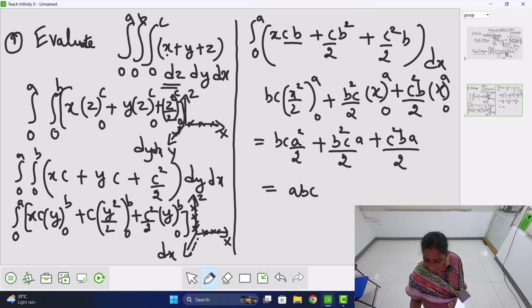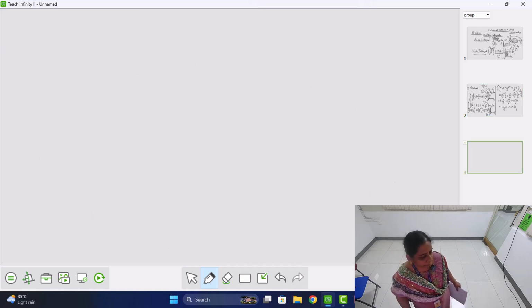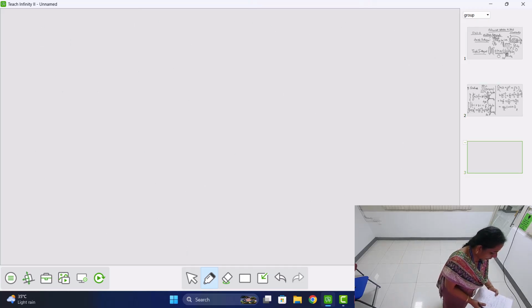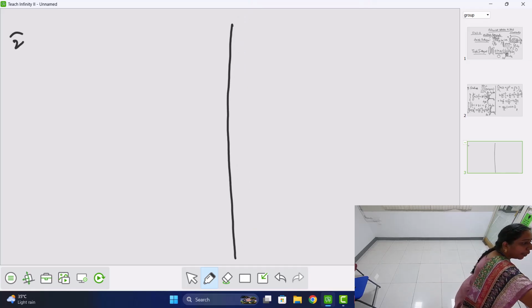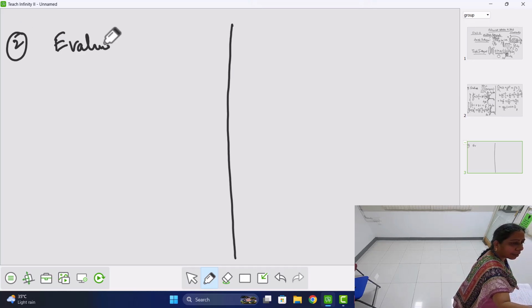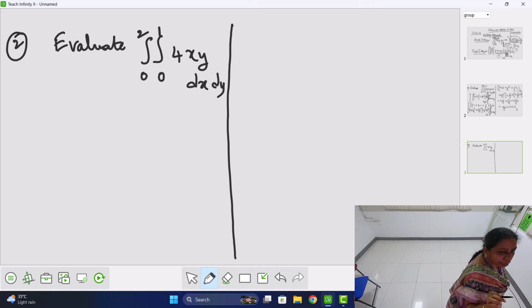So if I take abc by 2 out, I'll get a plus b plus c is the required volume of this problem. Okay, I'll go to the next problem. The second problem is evaluate. I'll make you understand the function whenever it depends upon two variables, right? So evaluate the double integral 0 to 2, 0 to 1, 4xy dx dy, right? So 0 to 1, okay.